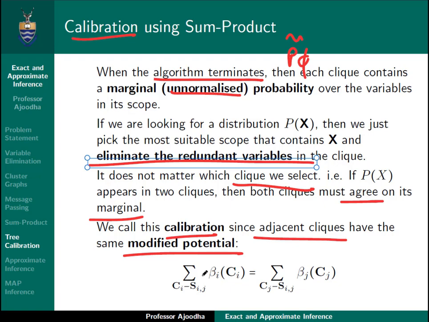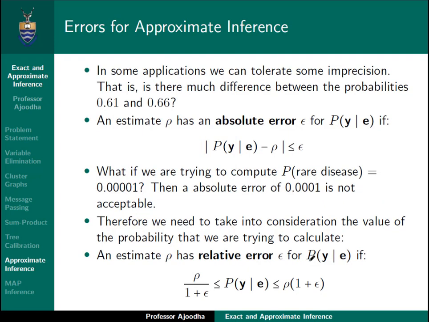In other words, the sum of the cluster minus the subset for a particular initial potential, given its scope, is equal to the adjacent cluster's initial potential marginalized over the cluster's scope minus the subset. This is so important because that means that everybody's talking about the same thing. It's not like everybody has different opinions about each cluster. We all have the same kind of opinions about them.